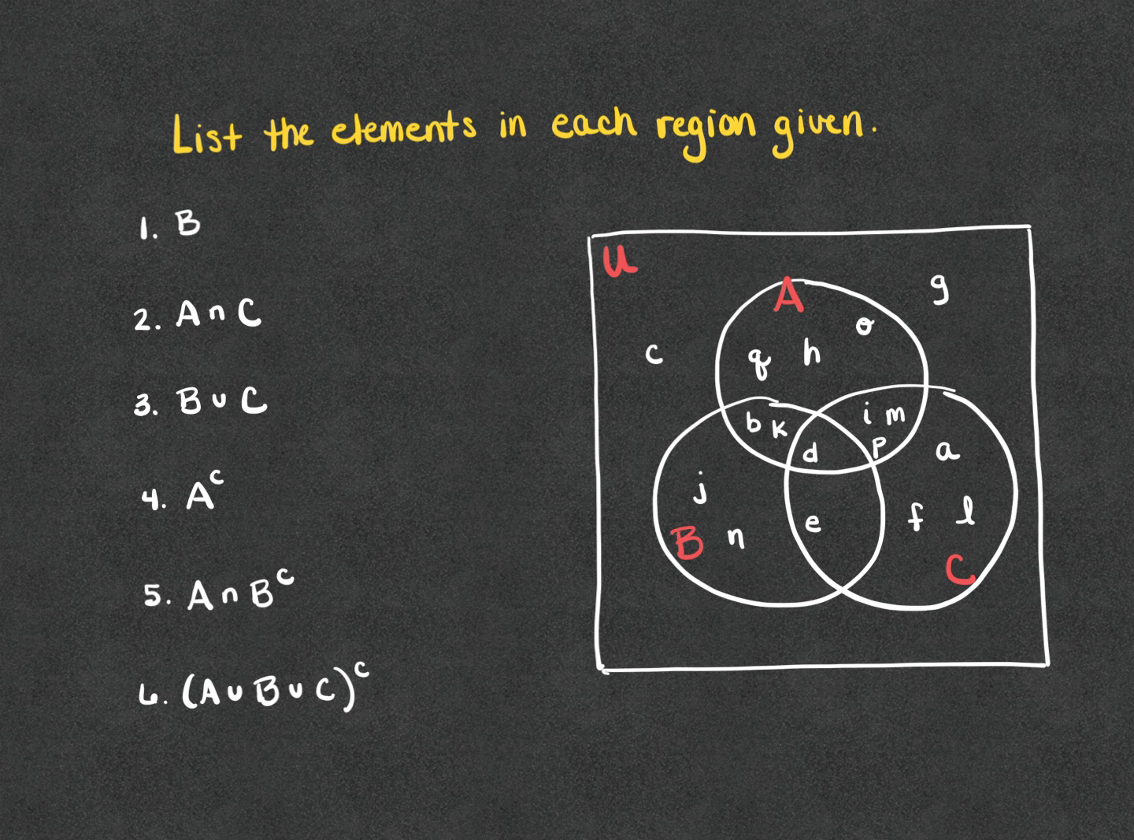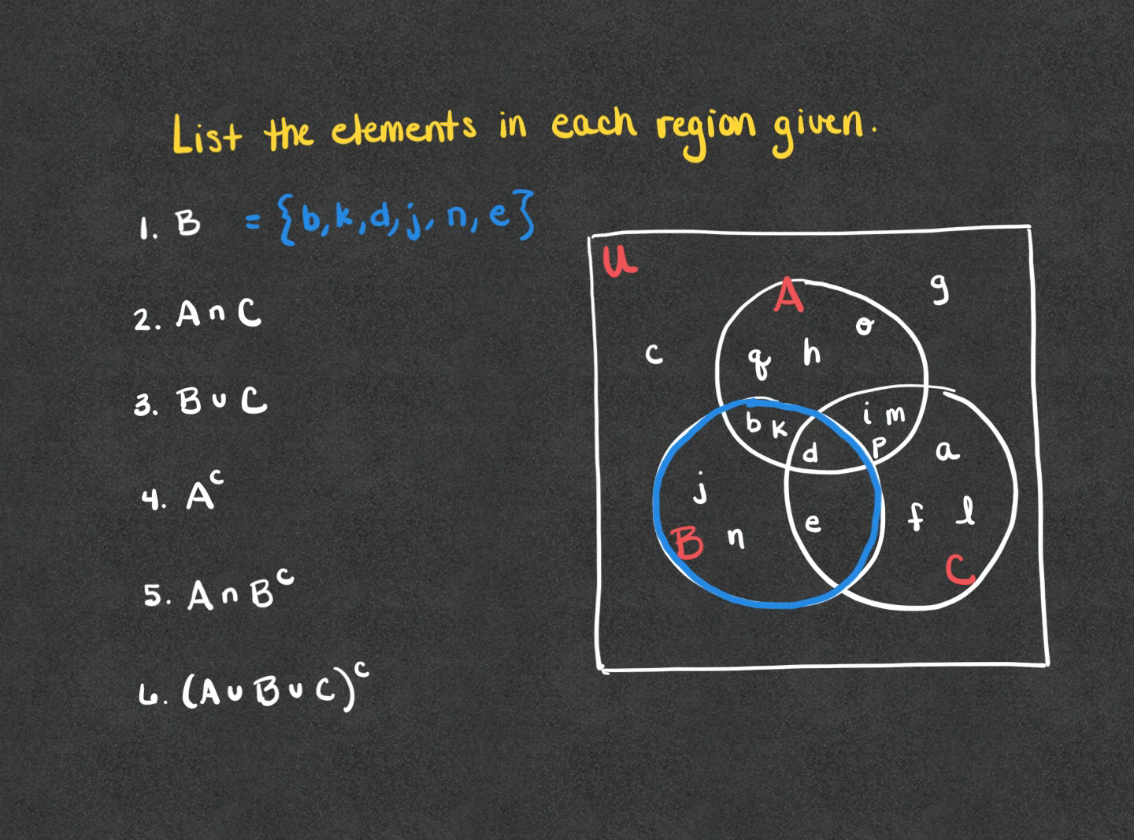Starting with number 1, list the elements in region B or in subset B. What we need to realize is that subset B is this entire circle. It's represented by everything in there. So if we're going to list the elements for set B, we need to list every one of the elements within set B, that blue circle. So that would be B, K, D, J, N, E. And again, it doesn't matter the order in which we list them.